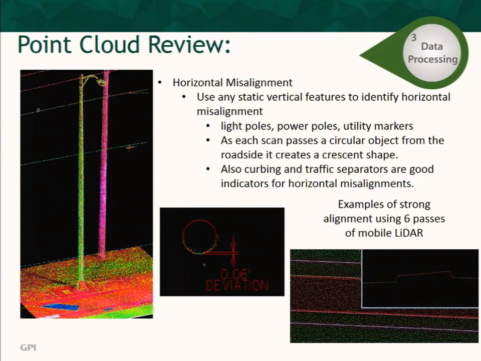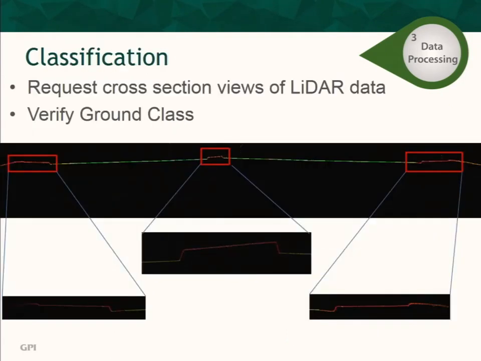So in this case, you can use power poles, markers, and so on. Curbing and traffic separators are good indicators as well. So in this case, you have 6 passes, and basically 6 data sets are trying to fit on top of each other. You can do a cross-section, obviously, of all of this. Look at it closely in your CAD environment and verify that the ground class is actually that.